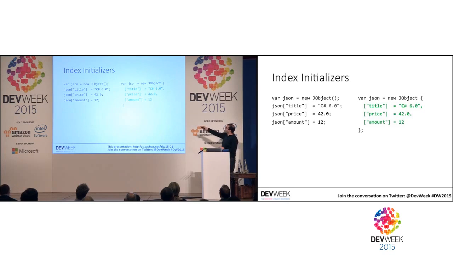Now, what this does is not exactly equivalent to what happens here on the left-hand side. What happens here is that the JSON local is only assigned after all of these initializations have taken place. So the compiler takes care to create a temporary, make all of these initializations to the temporary, and only when it's done, assign the whole thing back to the JSON local.